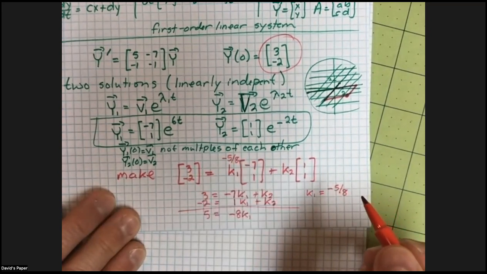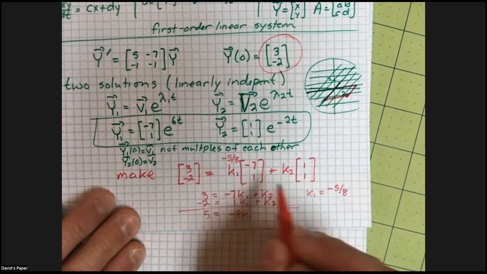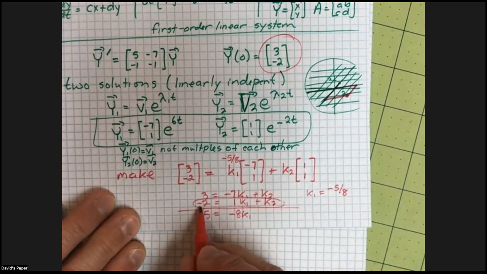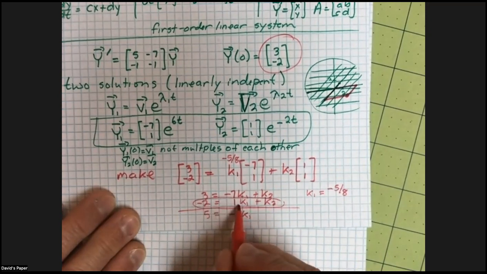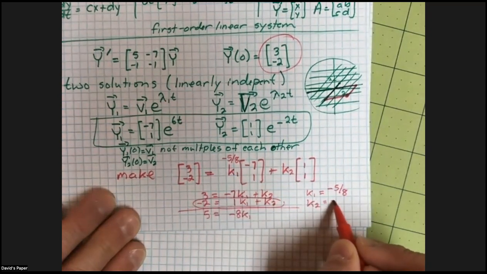But I can find a combination that equals 3, minus 2. Now, the problem is if k1 is minus 5/8, maybe I'll go to this equation right here. Because negative 2 is negative 16/8 minus 5/8. I need another negative 11/8. Let's say k2 is negative 11/8.